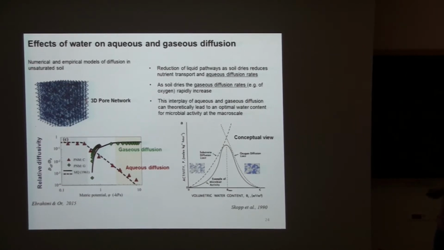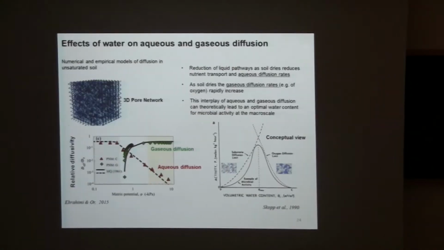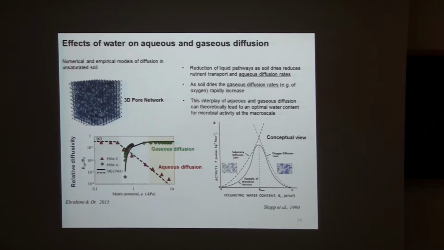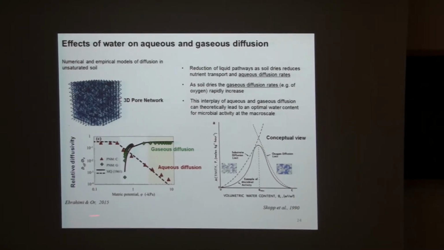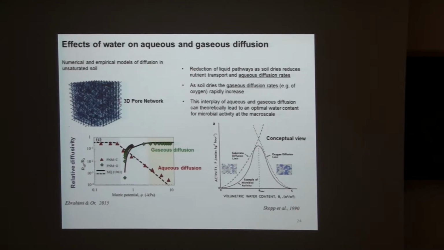Now, what are the effects of this matric potential on aqueous and gaseous diffusion? Here I'm going to show you some results again from my colleague Ali Ibrahimi, where I used a 3D pore network, a mathematical model, to predict the relative diffusivity of gas and solutes in a porous environment such as found in soil.